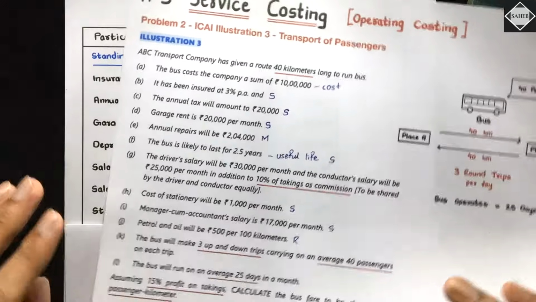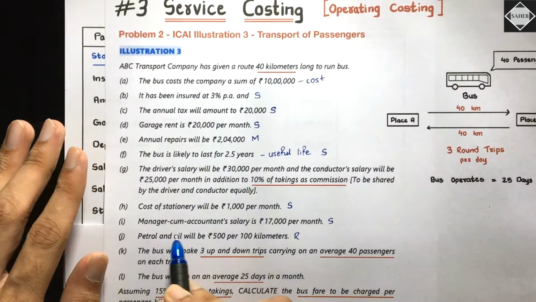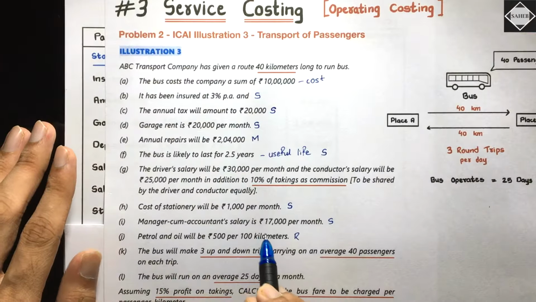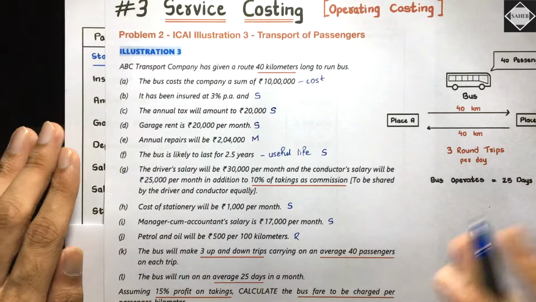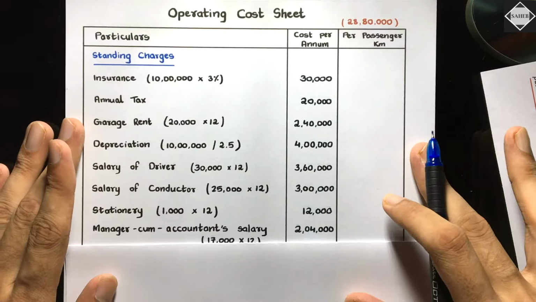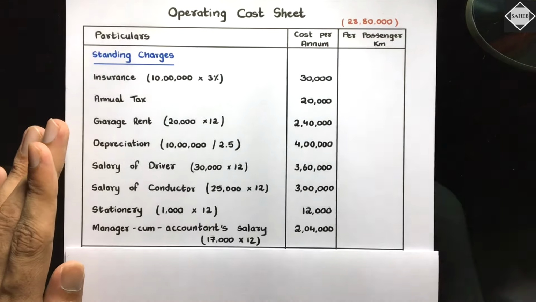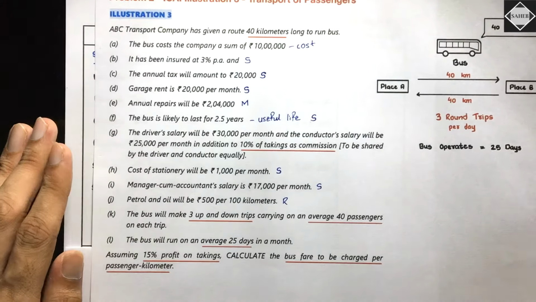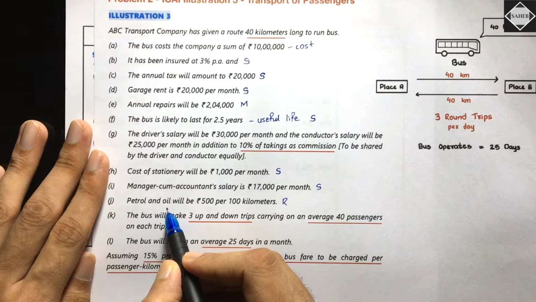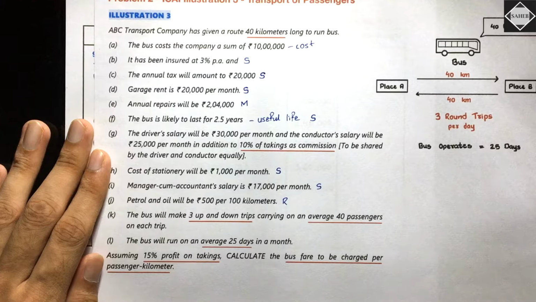Next, what do we have? Do we have any more standing charge? Yes, manager cum accountant salary, which is 17,000 per month. 17,000 into 12, that is equal to 2,04,000. Is it clear? Easy. Next, do we have any more standing charge? No. Petrol and oil, that will be running charge, right? So that's all the cost is.